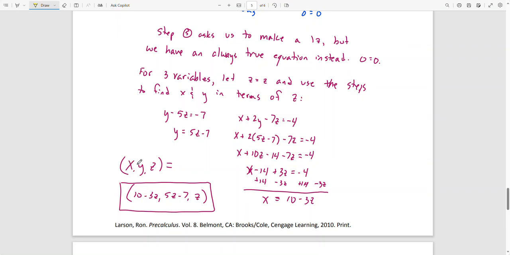So my solution, x, y, z, is 10 minus 3z, 5z minus 7, z, when z is z. And this is a dependent system. So you give me any z, I can tell you the x and the y that go with it, and now we have an answer.